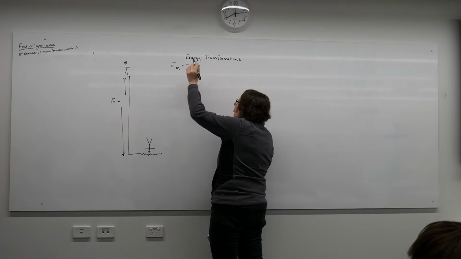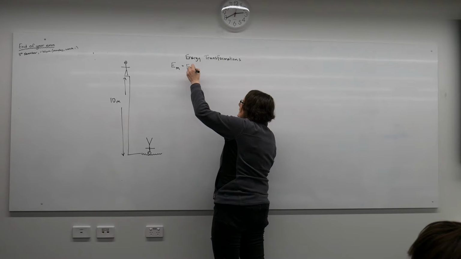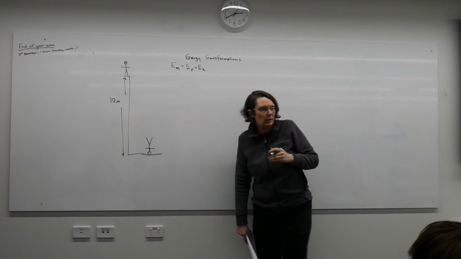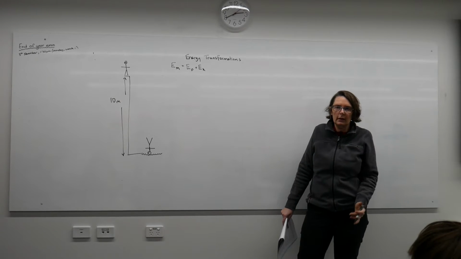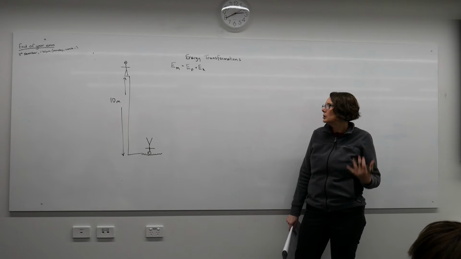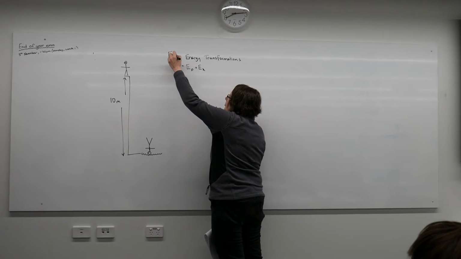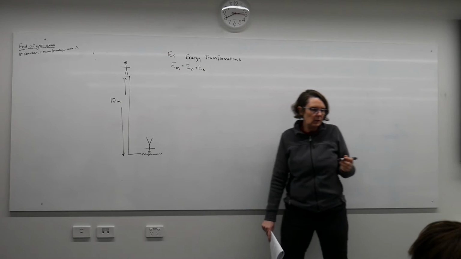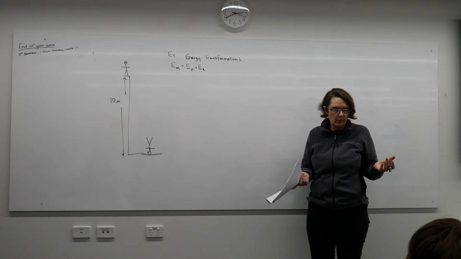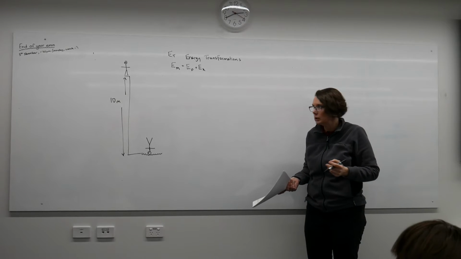It's the total of all of the energy. Because we're not thinking about friction or anything like that in this example, my total, which is written as ET in your booklets, is a sum then of the potential and the kinetic energy.